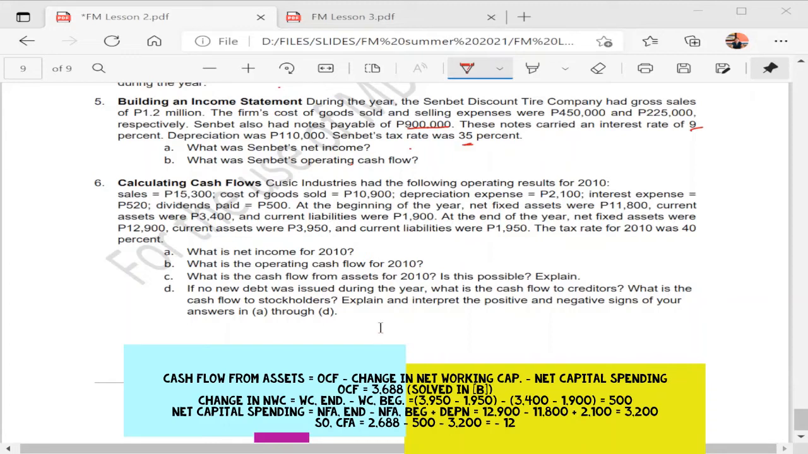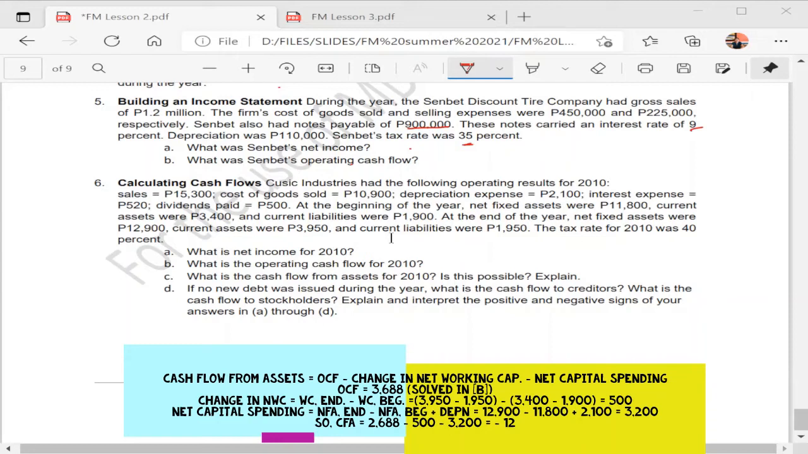So the question, is this possible? Yes, because that's the answer. But what does it mean if it's negative? Can the cash flow from assets be negative? So yes, it can. So the cash flow from assets is either what we get or what we need. Okay? So the cash flow from assets here can be positive or negative. So it's either we have raised that money or we have distributed that money.